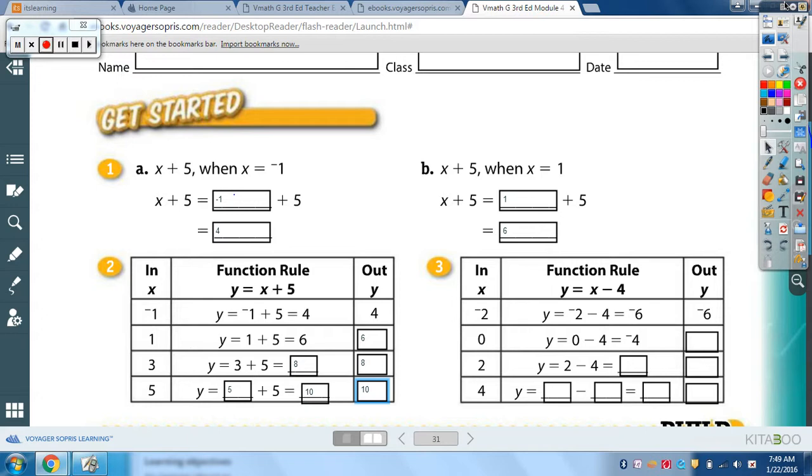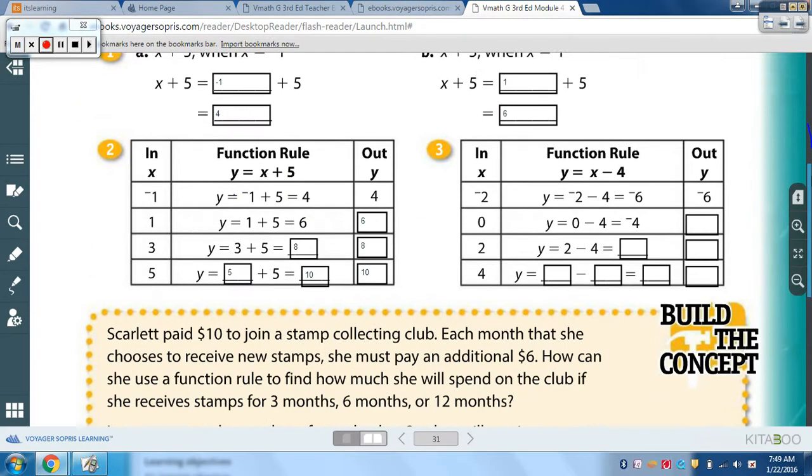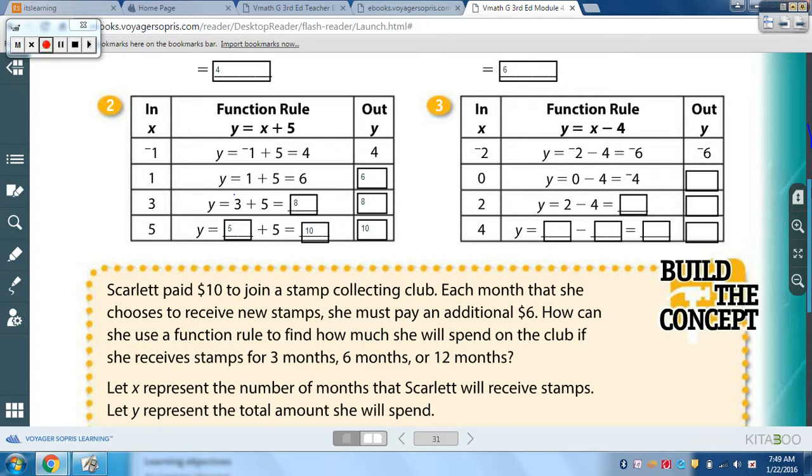Now let's look at problem number 3. Scroll up here where we can see it a little better. Problem 3. The function rule for this input-output table is y equals x minus 4. Look at the row of the table for x equals -2. When x equals -2, the value of y is -2 minus 4. What is -2 minus 4?